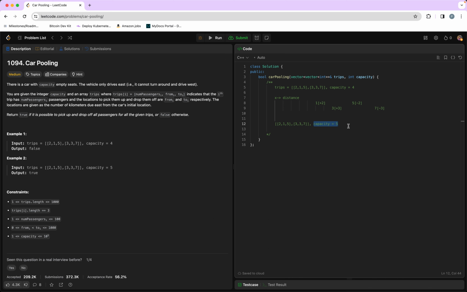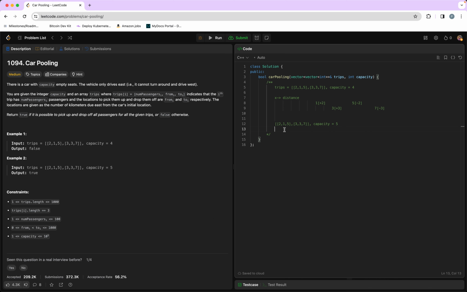But since we have a capacity of 5 in the second example, we are able to accommodate all the persons and our output is true in this case, right? So to solve this problem, we would be similarly following the approach which we followed yesterday.